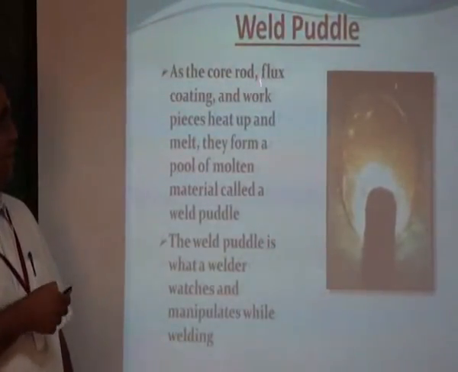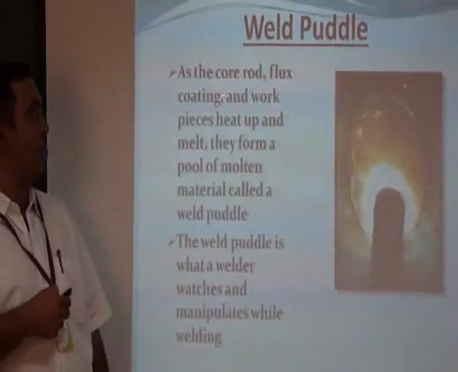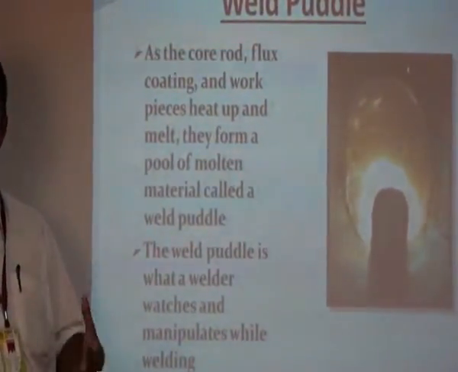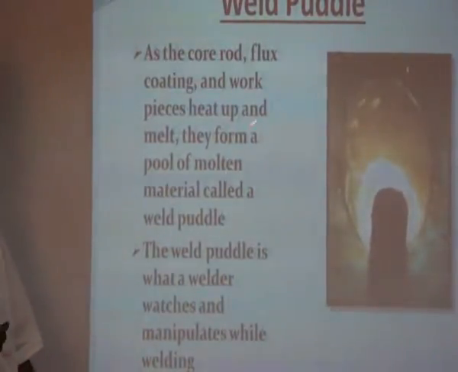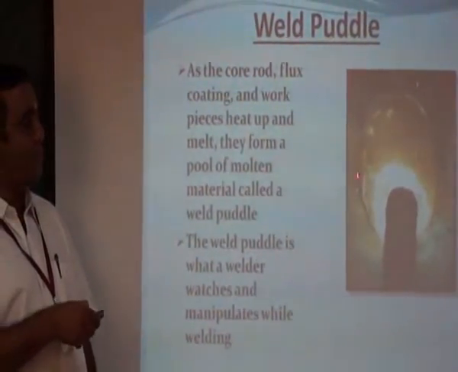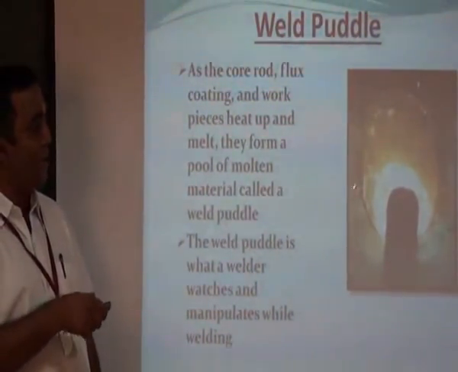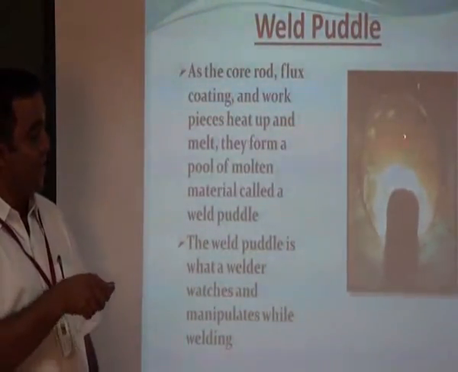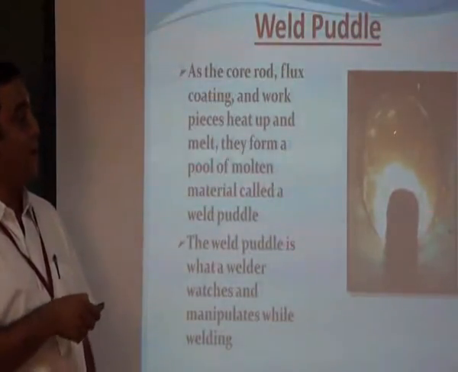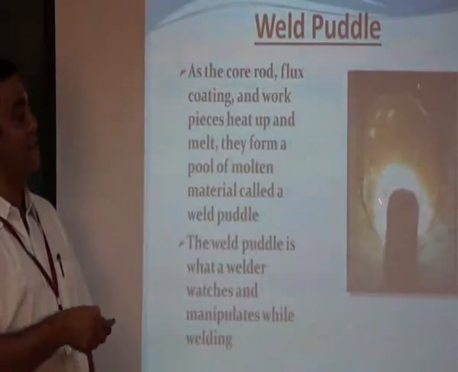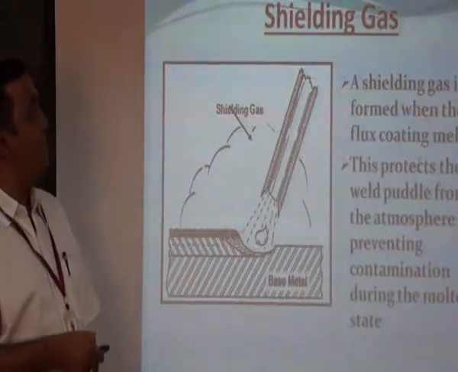And this is the weld puddle. See, as the core rod, the flux coating and the workpieces heat and melt, they form a pool of molten metal. And this molten metal is called the weld puddle. The weld puddle is what a welder watches and manipulates during welding. He cannot look at the solidified matter. Only the welder will be able to see the weld puddle. Depending upon the characteristic features of this weld puddle, the welder will be able to adjust his hand rotation, etc. during the welding.